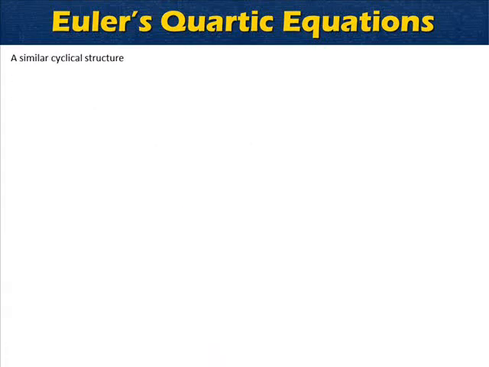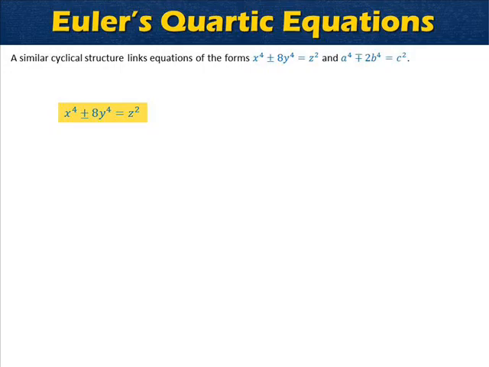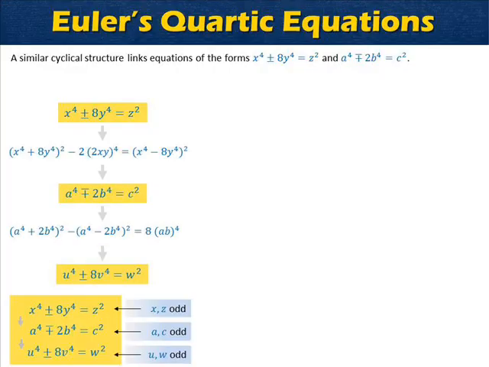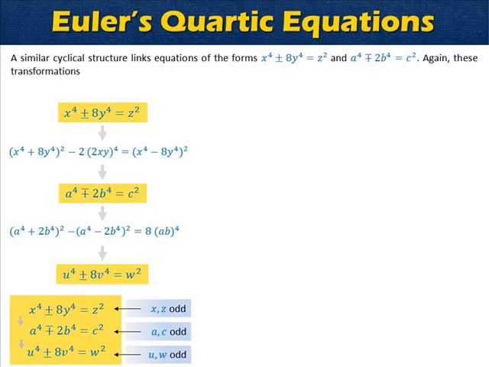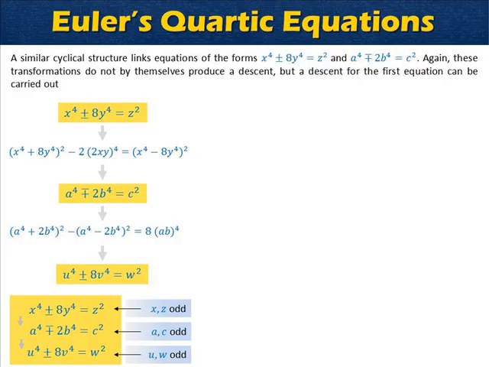A similar cyclical structure links equations of a form a 4th power plus minus 8 times another 4th power equals a square, and a 4th power minus plus 2 times another 4th power equals a square, using a pair of identities designed to connect the two forms. Again, these transformations do not by themselves produce a descent, but a descent for the first equation can be carried out without using Pythagorean parametrization.